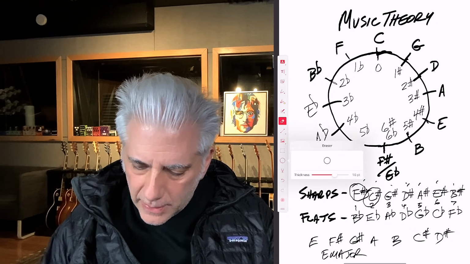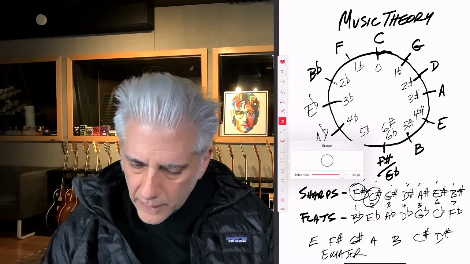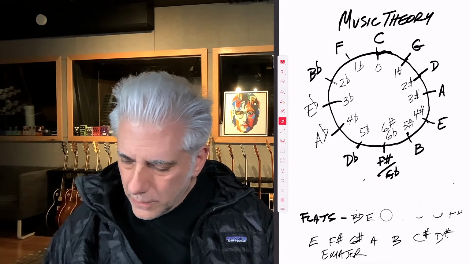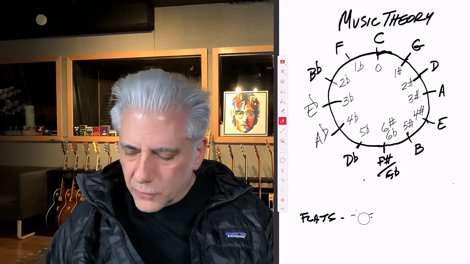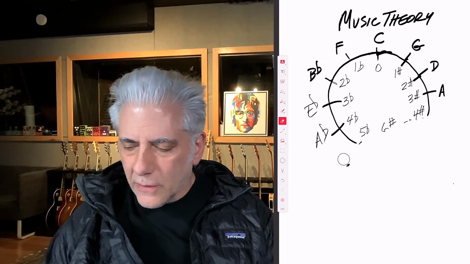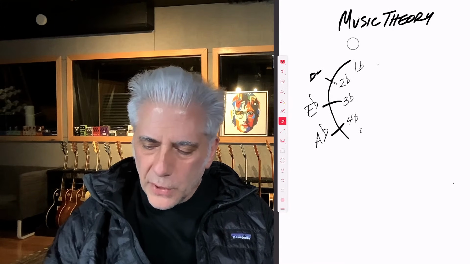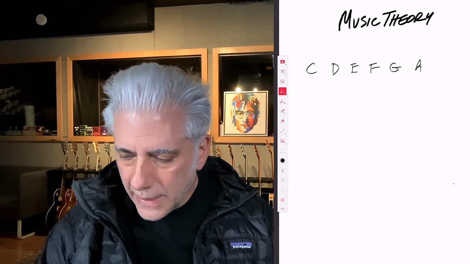Let me erase this here. We're going to talk about how to build chords. Once you know what the keys are, then you can figure out how to build chords. So what does building chords mean? Let's take a key like the key of C, because there are no sharps or flats in it. C major. We'll take the notes C, D, E, F, G, A, B.